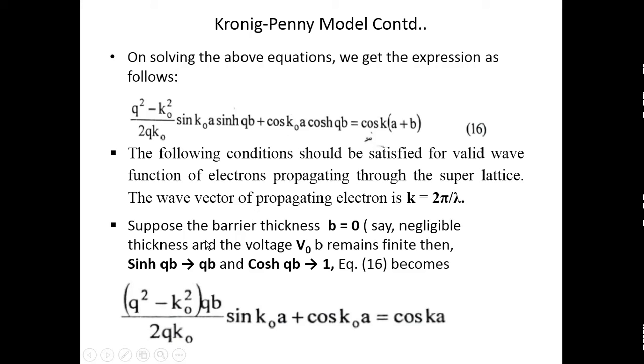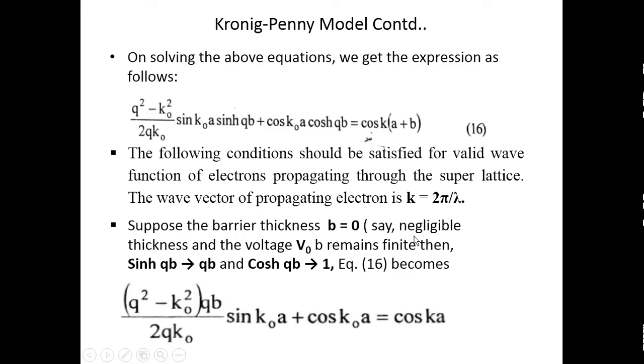Now suppose the barrier thickness b is equal to 0. The barrier has a very small thickness, so let us consider that the small thickness b is almost equal to 0, that is negligible thickness. In that case, the voltage V0 remains finite. Then sinh qb tends to qb and cosh qb tends to 1.